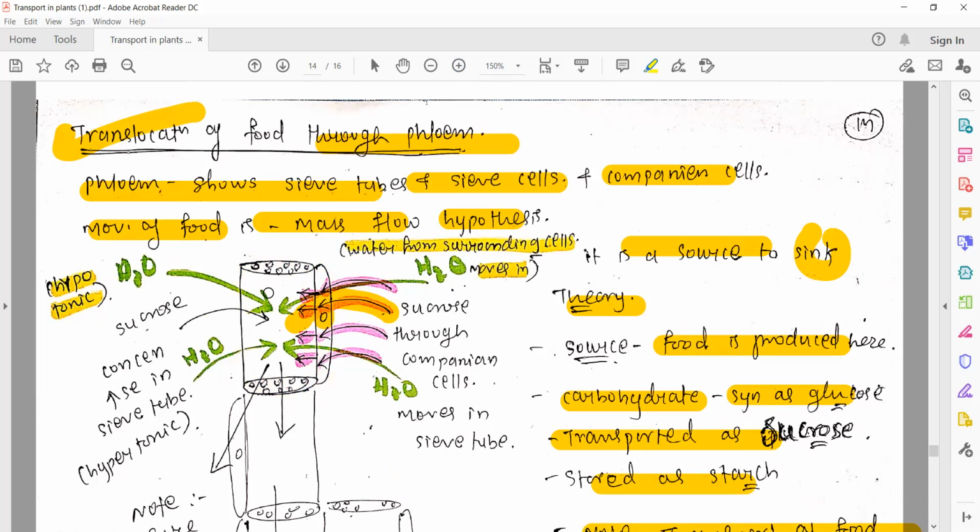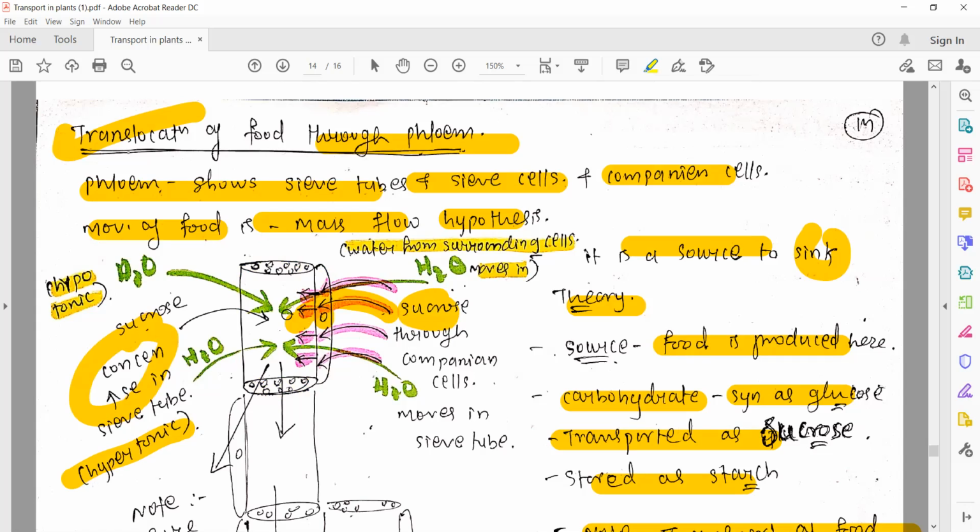When the food has to be transported, it is always transported in the form of sucrose, as I told you now. So it will not be directly added into the sieve tubes, it will go through the companion cell, because they are living. Understood? So now sucrose goes through the companion cells into the sieve tubes. So you come to know that sucrose concentration is going to increase inside the sieve tubes. That is nothing but a hypertonic condition. Are you understanding what condition is going to be seen inside the sieve tubes?